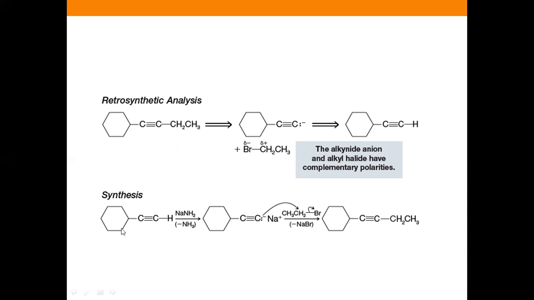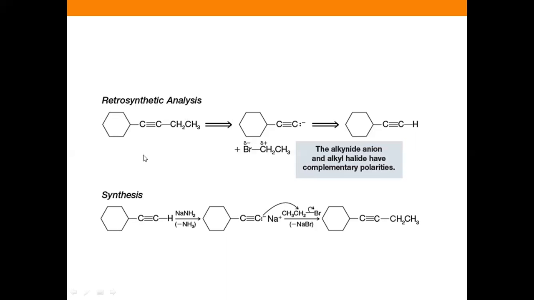In the normal synthesis, you have your starting material. Okay, you have this, and then you have your amide that will abstract your proton. Then you have your alkynide here. Then you will need to have another agent to be attacked by your alkynide, like your alkyl halide here, and it can attack to produce this one. So this is the normal synthesis. But the retrosynthetic analysis is if this is your target, this is the product that you desire.